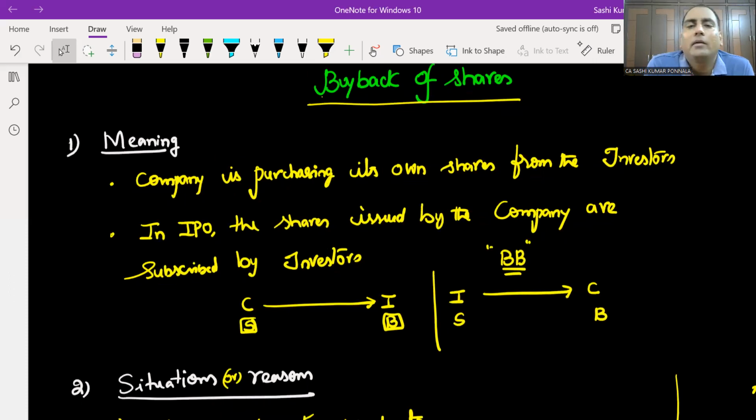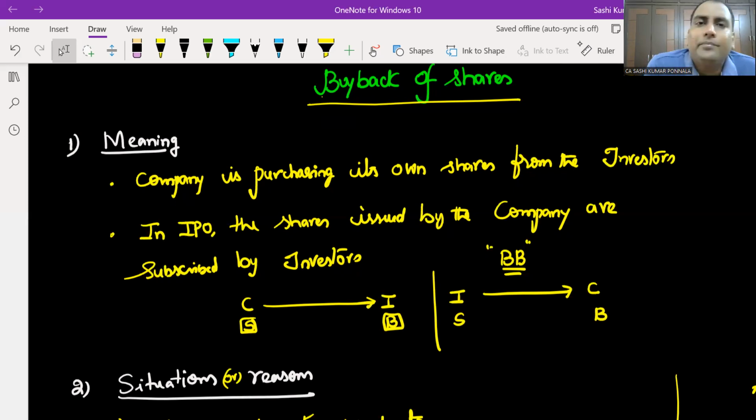Buyback. The name itself signifies we are buying back. We are buying back the securities which are already issued to investors. In other words, buyback is the process of purchasing the own shares of the company by the company itself. Buyback is different from an IPO.